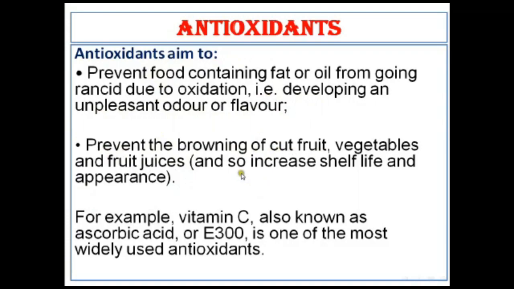As I told you about apples, bananas and pears, if we cut them we will find that they turn brown because of the oxidation process. Vegetables and fruit juices are also protected from this. Some examples: vitamin C, also known as ascorbic acid, or E300, is one of the most widely used antioxidants. So with this we have covered food additives, their advantages, colorings, preservatives, antioxidant agents, and why they are being used.